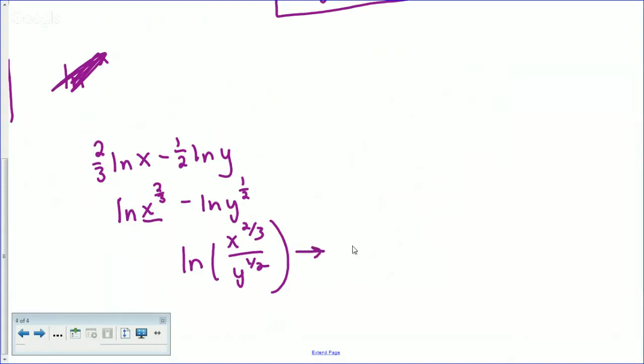Now you could write it like this. Let's say ln, and I would have the square root of y. And then remember, this one goes inside out. So this would be the third root of x squared. You could write it like that. Just kind of see what the directions tell you to do.